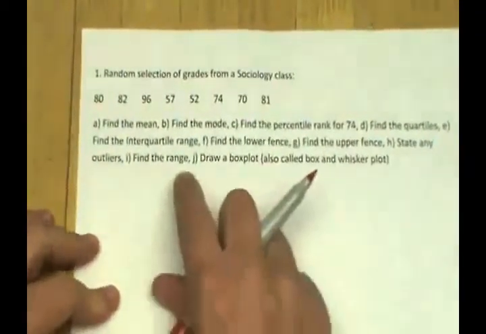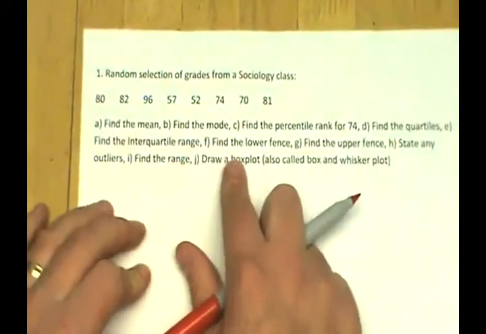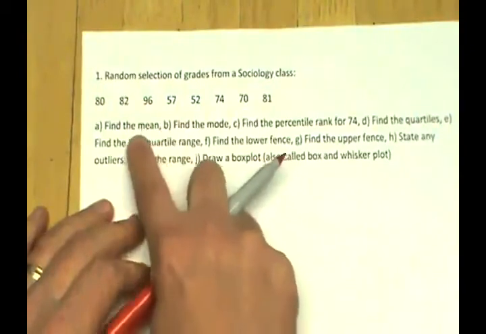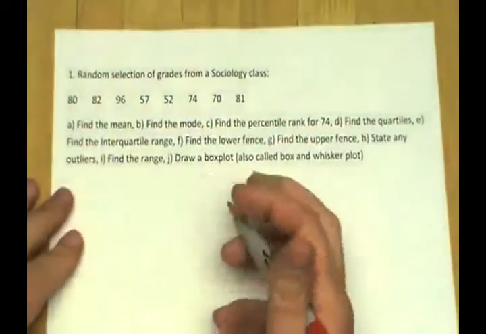Okay, so we have a random selection of grades from a sociology class. And the grades are 80, 82, 96, etc. And we want to find all of the things that we just talked about just a second ago. So here we go. Find the mean.